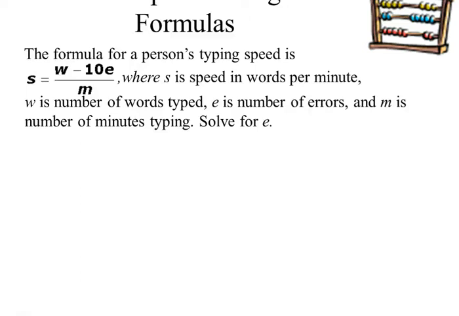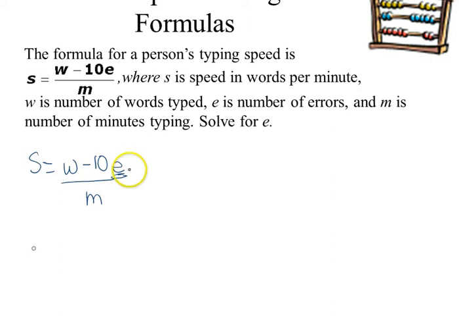Alright, so let's go ahead and solve it. Let me rewrite this. So here we have S equal W minus 10E, divided by M. Since they want E, we want to make sure we underline E so we don't forget which variable we need to isolate. And then as we can see here, we are taking E and multiplying it by 10. We are doing W minus 10, then times E, and then divided by M.